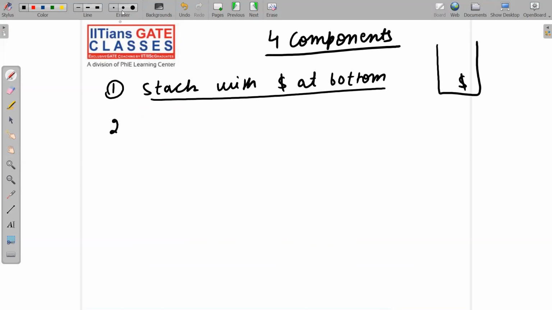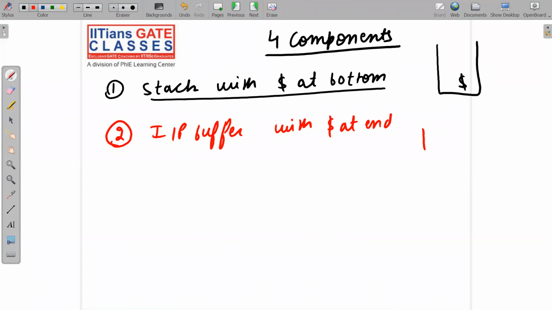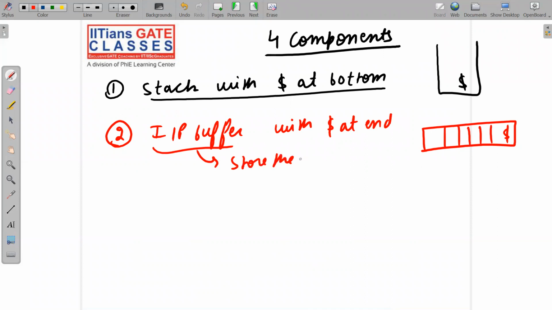Second component, let me use a different color, is the input buffer, with dollar at the end. The input buffer will look like this. Here we will store the string, and in the end we will have a dollar. The input buffer is used to store the string, whatever string you want to check against the grammar.